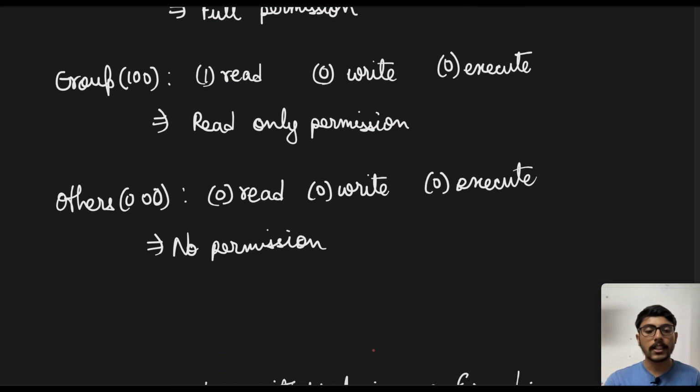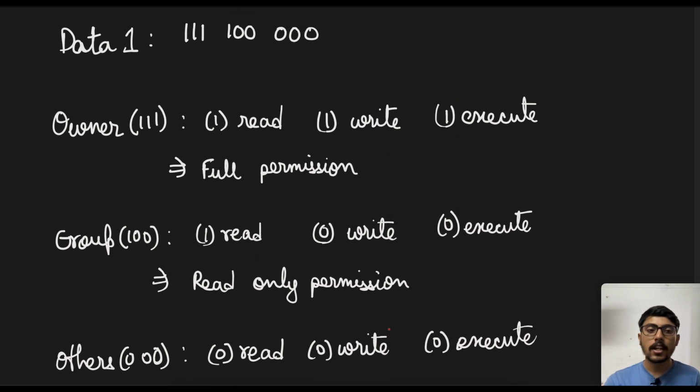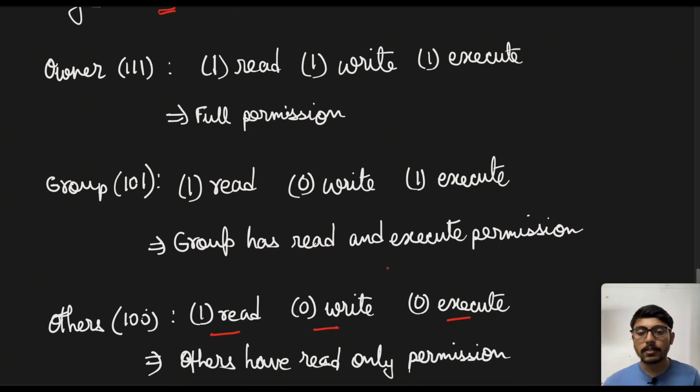Okay, so the next thing is the last part of the question, which is what cloud security mechanism is being enforced by this. I want you guys to pay attention here, because this is very important. The mechanism that we see here: the program was only readable by others, whereas it is both readable and executable by the group, and the owner has full permission.